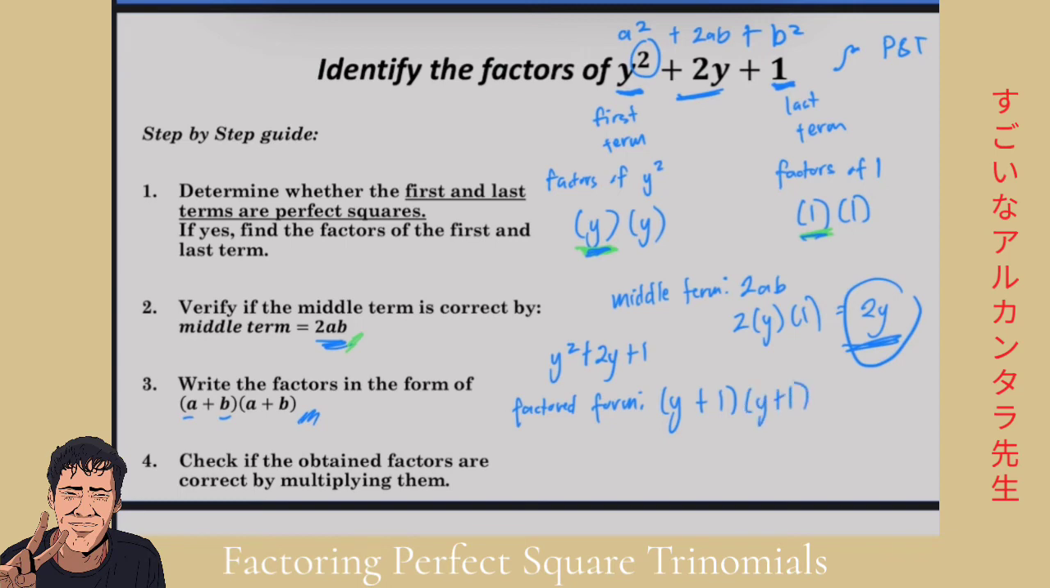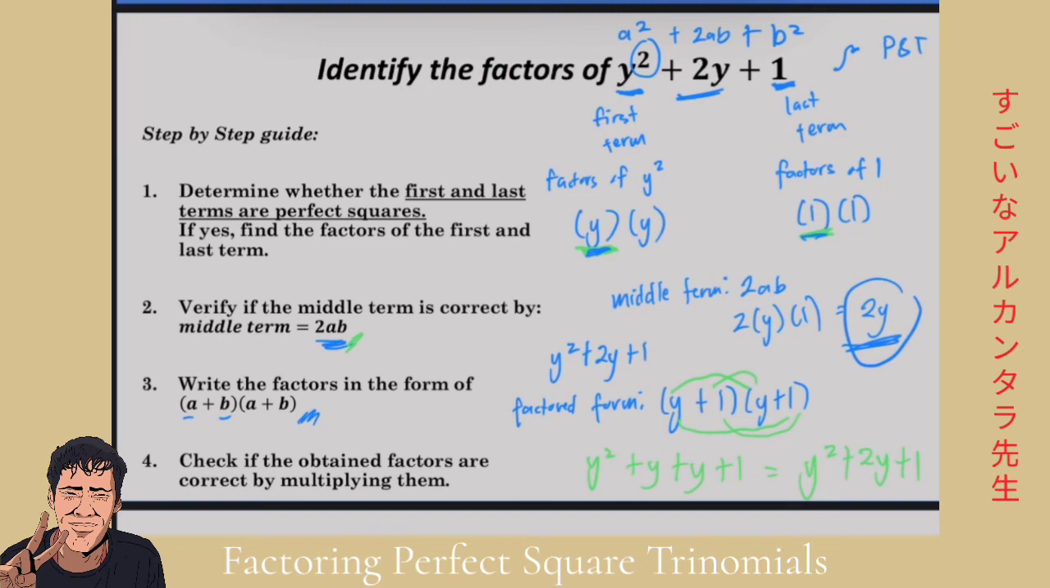That's your final answer. So what do we mean by check if you obtain the correct answer? All you have to do is apply the FOIL method: y times y will give you y squared. Next is the outer terms, y times 1, that will give you positive y. Inner terms, 1 times y, that will give you positive y. Then lastly, 1 times 1, that will give you positive 1. Altogether, this is y squared plus 2y plus 1. Since this helped us arrive at the same answer, that implies that our factored form is correct.